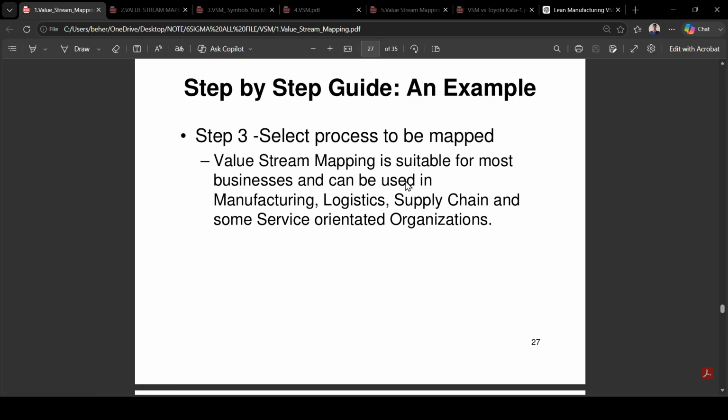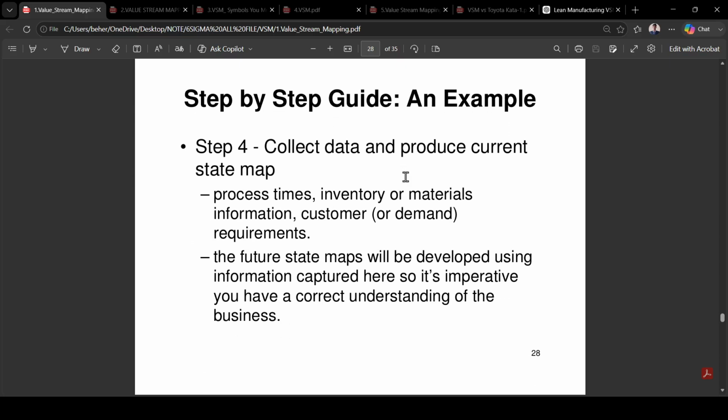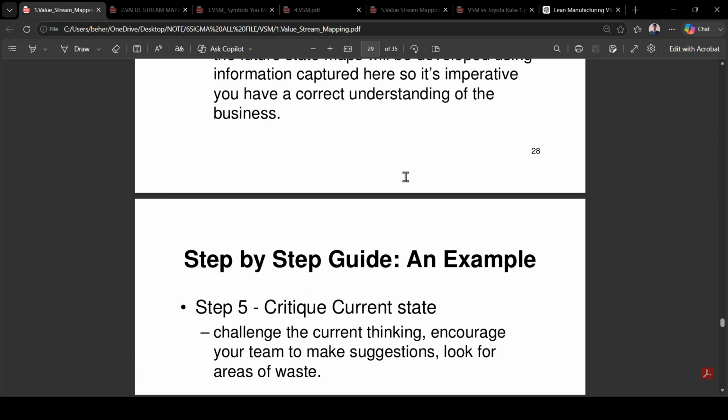Step 3: select the process to be mapped. Value stream mapping is suitable for most businesses and can be used in manufacturing, logistics, supply chain, and some service-oriented organizations. Step 4: collect data and produce the current state map: process time, inventory, material, information, customer or demand requirement. The future state maps will be developed using information captured here. It is imperative you have a correct understanding of the business.